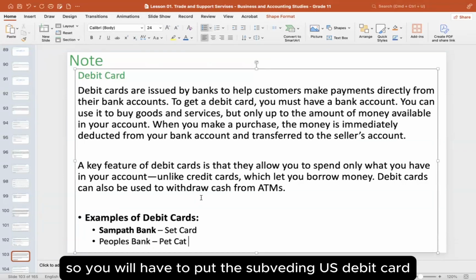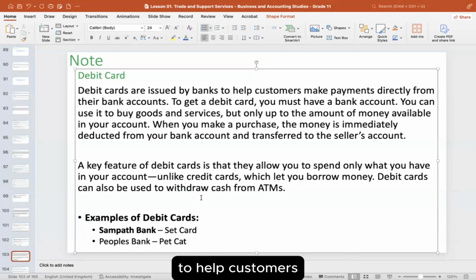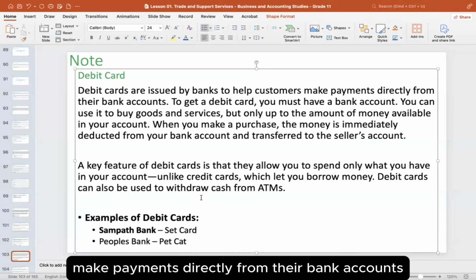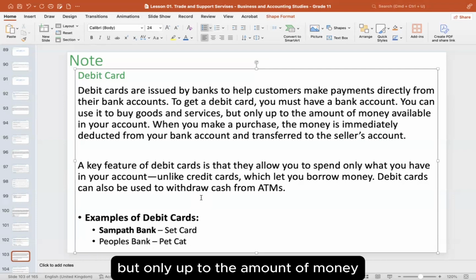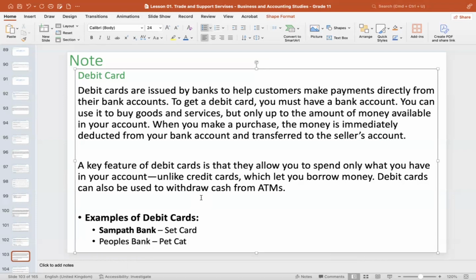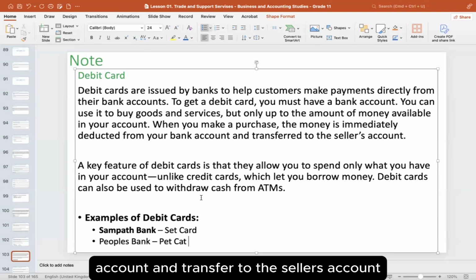So you will have to put the subheading as debit card. Debit cards are issued by banks to help customers make payments directly from their bank accounts. To get a debit card, you must have a bank account. You can use it to buy goods and services, but only up to the amount of money available in your account. When you make a purchase, the money is immediately deducted from your bank account and transferred to the seller's account.